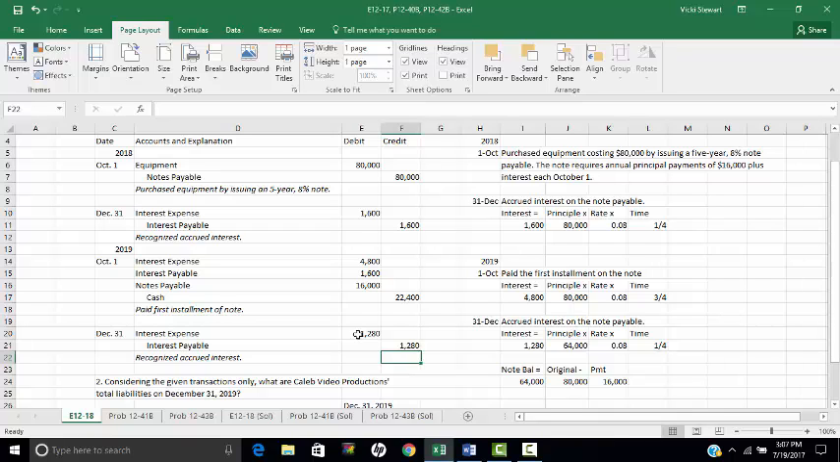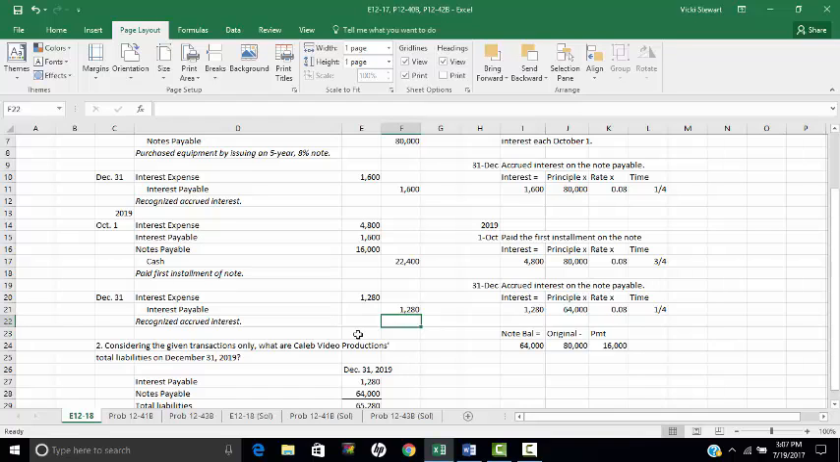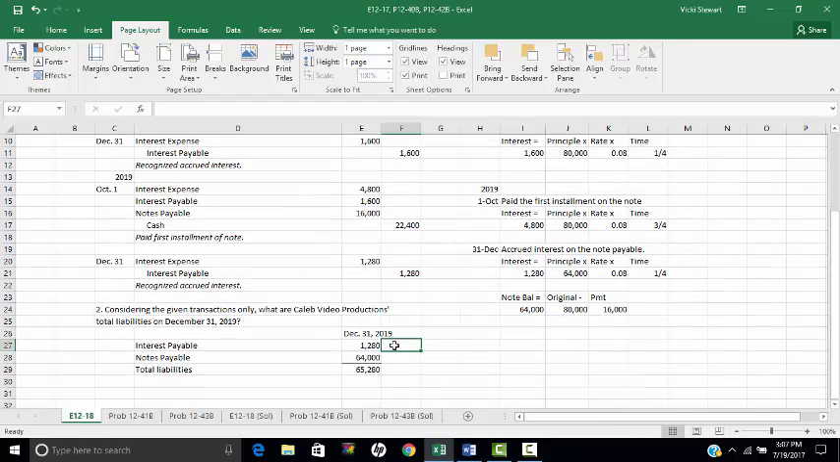The second part of this problem states, considering the given transactions only, what are Caleb Video Productions' total liabilities on December 31st, 2019? I've had this information updating as we calculated it in the problem. The first thing that they would owe would be that interest payable of $1,280. Then they would also owe $64,000 on the principal note. So if you add those two together, the total liabilities associated with this note is $65,280. And that is the conclusion of the demonstration for exercise 1218.